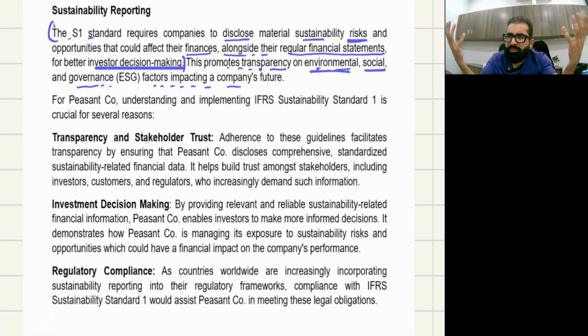If you disclose what you are doing for the environment, if you disclose what you are doing for the sustainable growth of the company, then this will be more transparent and shareholders can trust the whole process. See, adherence to these guidelines facilitates transparency by ensuring that Peasant Company discloses comprehensive, standardized sustainability-related financial data. So there will be more trust of stakeholders on the company if you disclose this. They will come to know what you are doing for the environment.